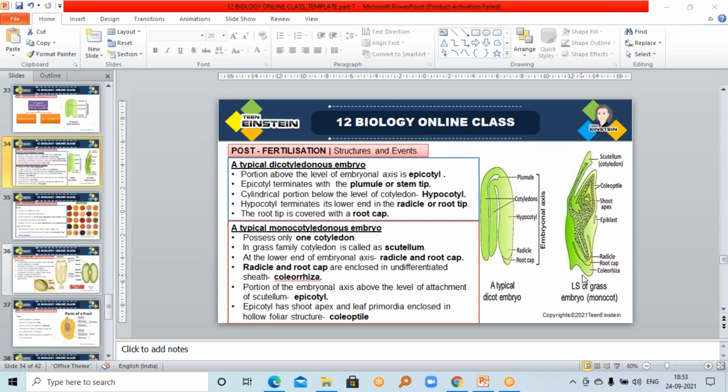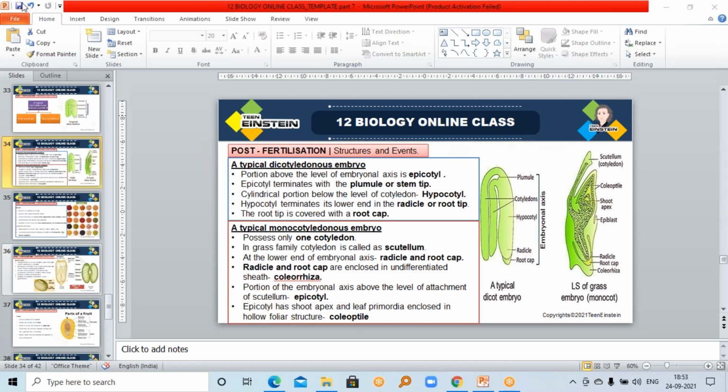And the portion of the embryonal axis above the level of attachment of scutellum is called epicotyl. Here, it is almost the same. Below are radicle and root cap, and here also radicle and root cap. But one extra thing is coleorhiza, which is an undifferentiated sheet.